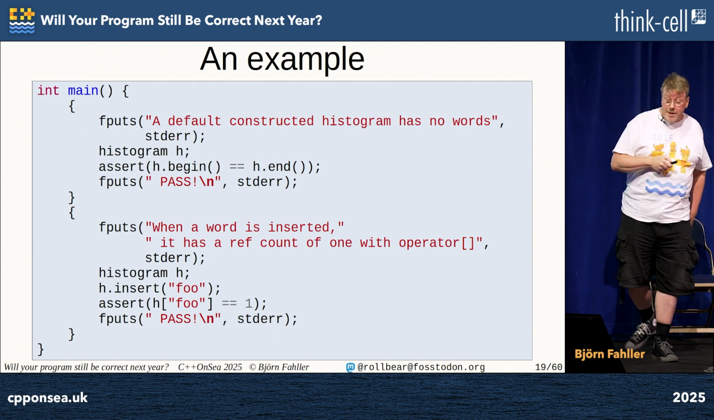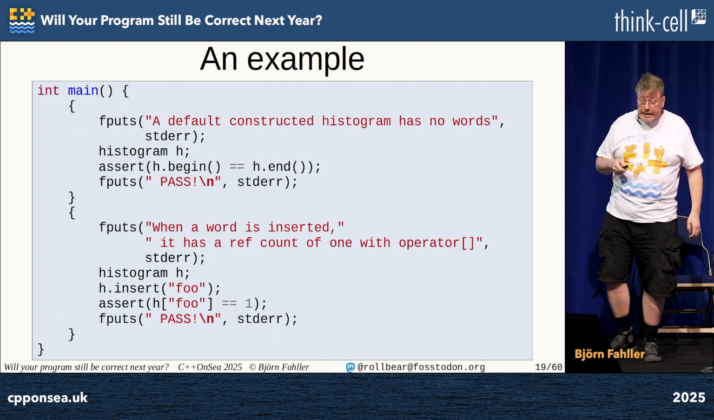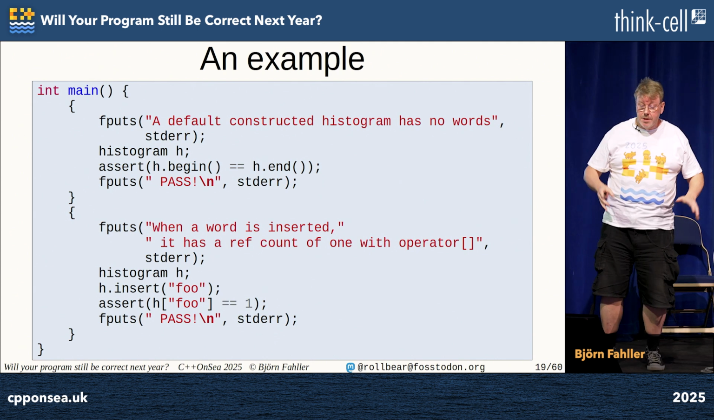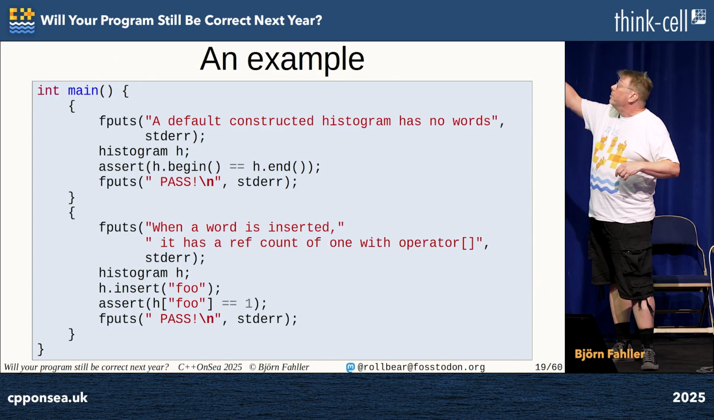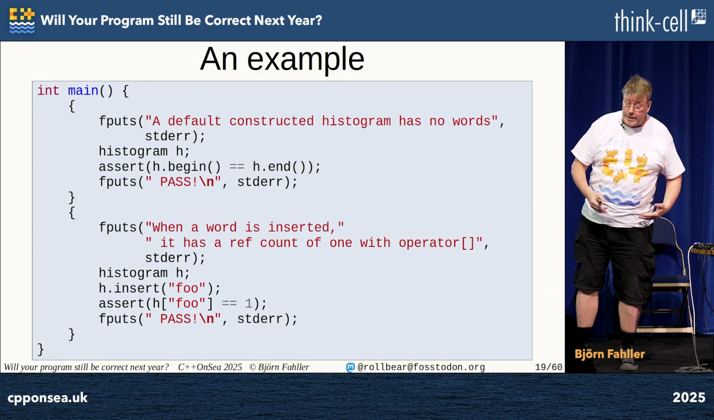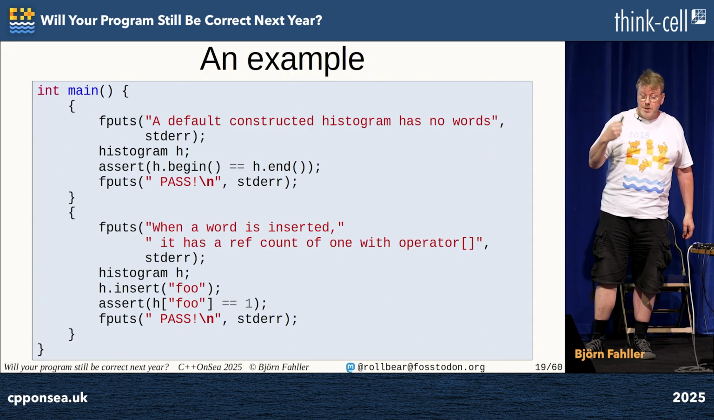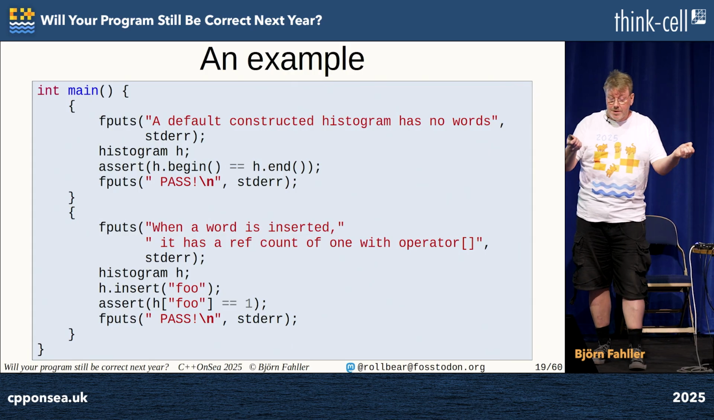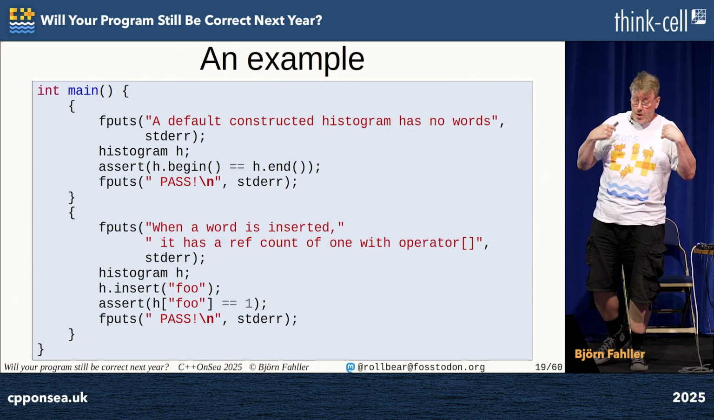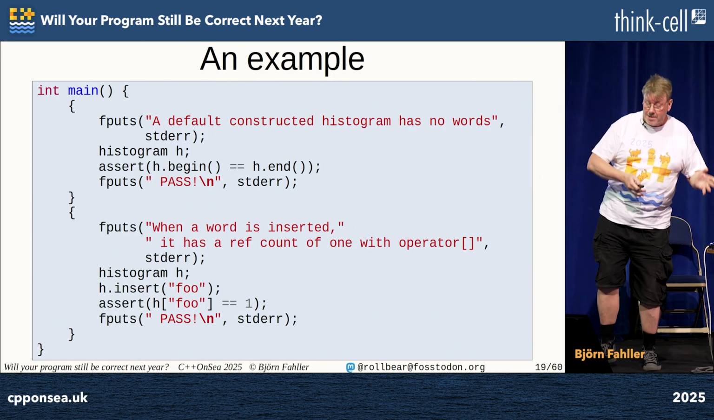So yeah, we can improve things ever so slightly. We have a number of sections. Each section begins with printing something: what are we testing? A default constructed histogram has no words. We create a histogram, we assert that begin and end are the same, and if we haven't crashed by now, we print pass and move on to the next section.